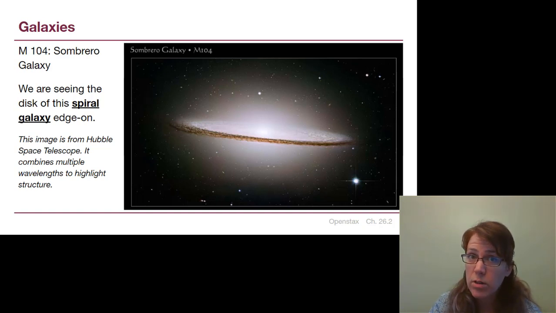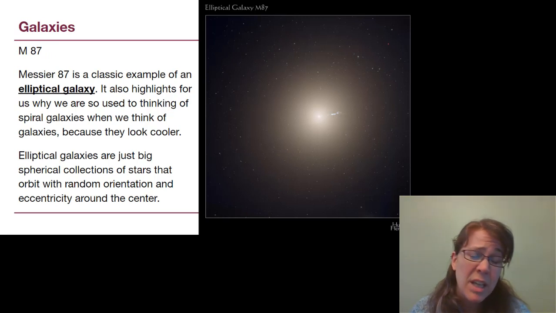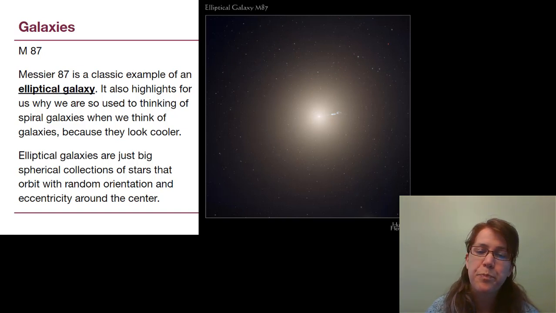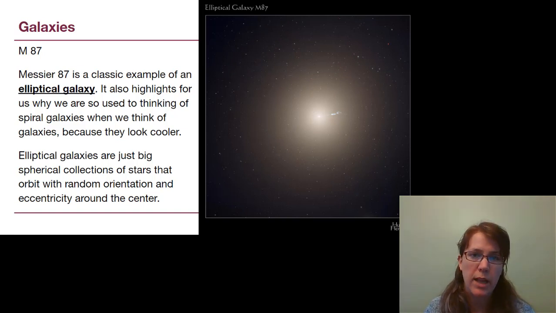Okay, but up until now, as you've noticed, all of these have been spiral galaxies, so why haven't we been showing you the other main type? That's because they're kind of boring. This is M87. It doesn't even have a cool name because it's just like a giant blob. And it is a classic example of an elliptical galaxy. That is the other main type of galaxy, spiral and elliptical.